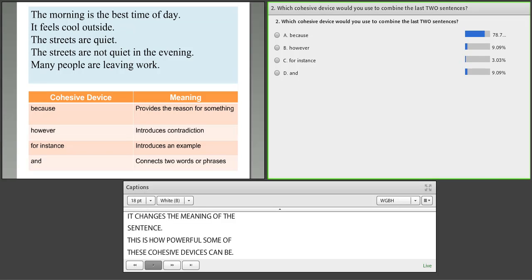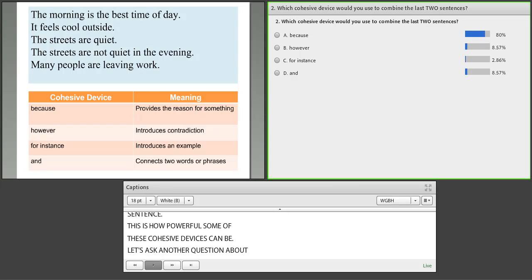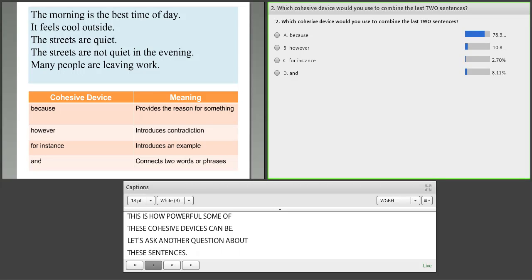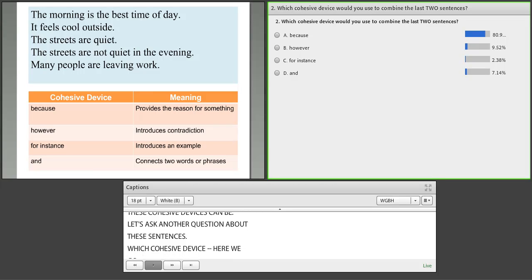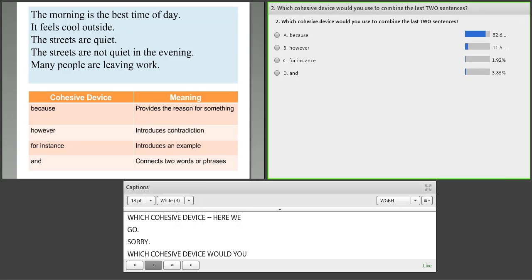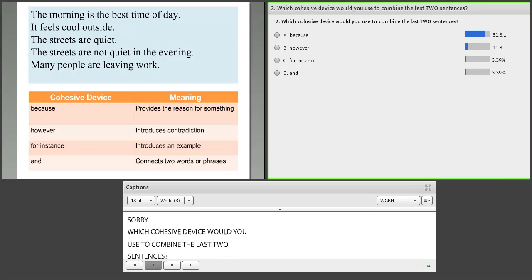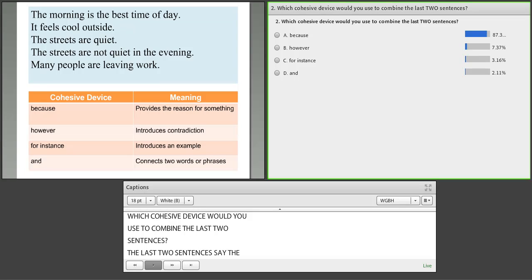Okay, let's ask another question about these sentences. Which cohesive device would you use to combine the last two sentences? The last two sentences say, the streets are not quiet in the evening. Many people are leaving work. So we could choose because, however, for instance, and.